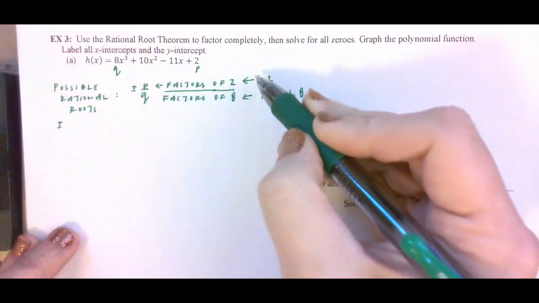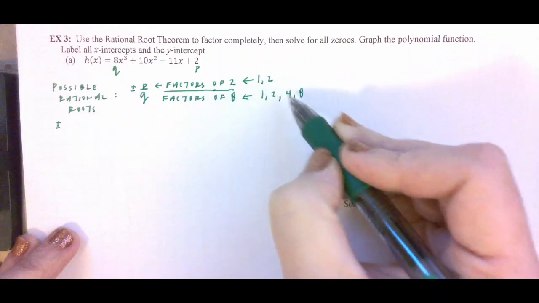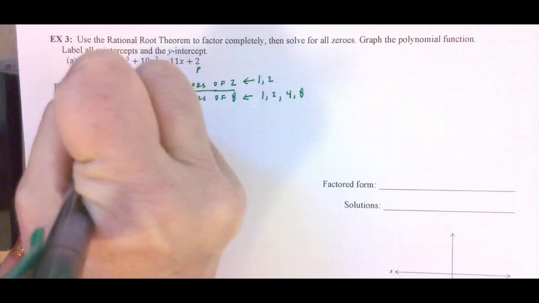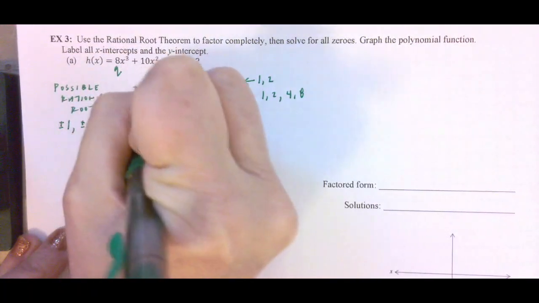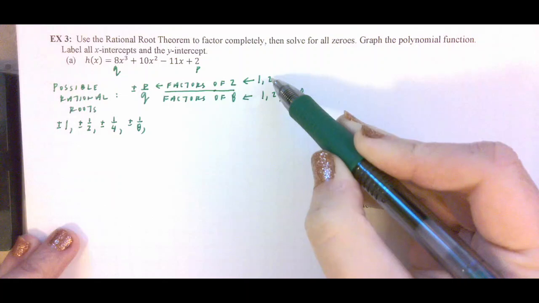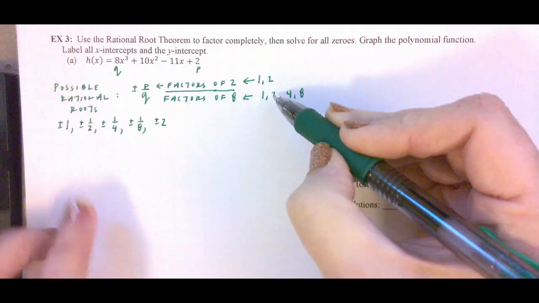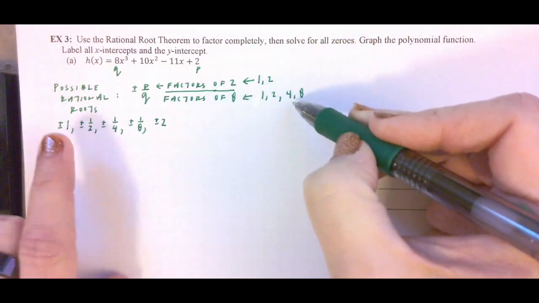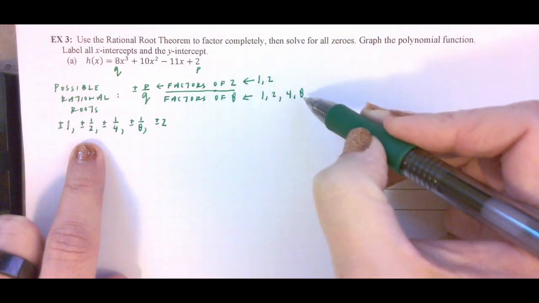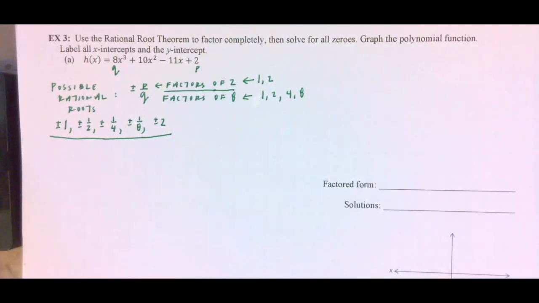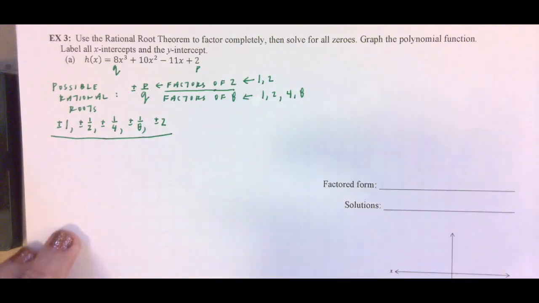So plus or minus 1 over 1, 1 over 2, 1 over 4, 1 over 8. Okay, with the 2, 2 over 1 is 2, but 2 over 2 is 1. I already have it. 2 over 4 is 1/2. I have that. And 2 over 8, that's 1/4. I already have that. So here's my list of all my possible rational roots. No other options besides those. So my hint to you is to try integers first.